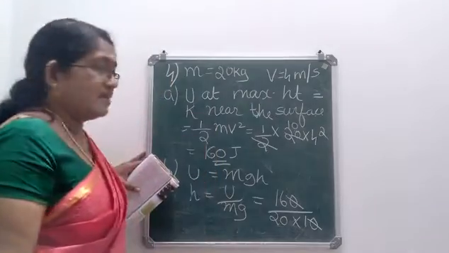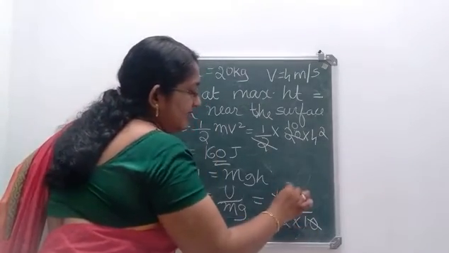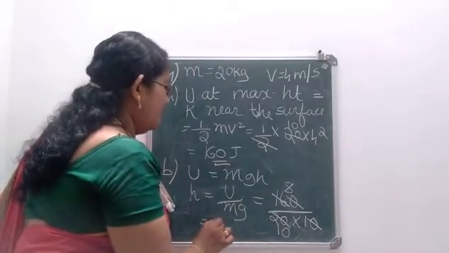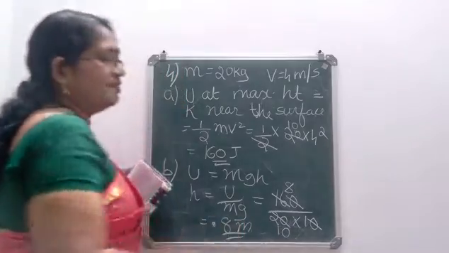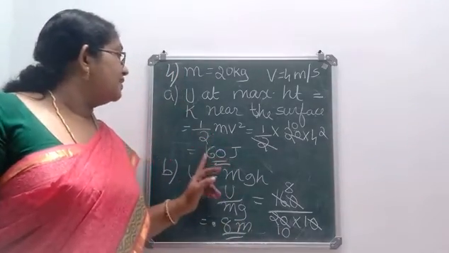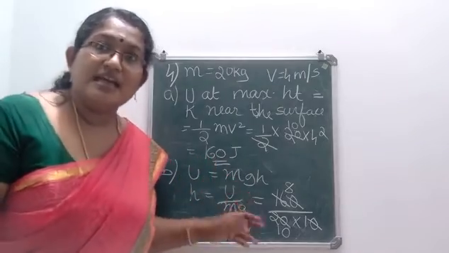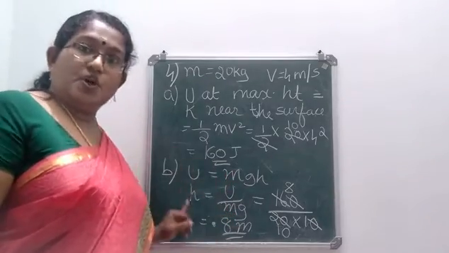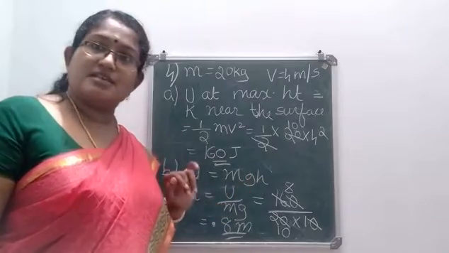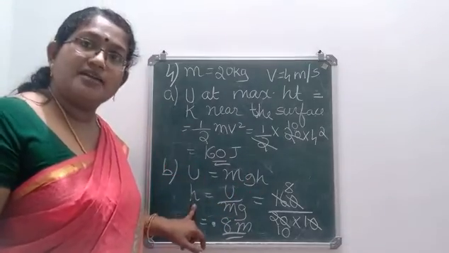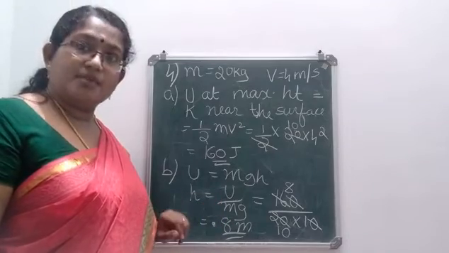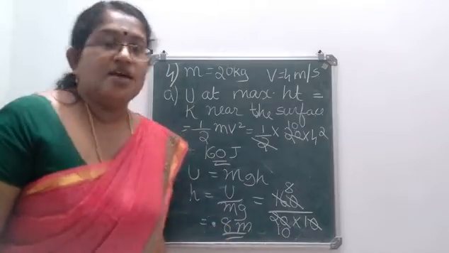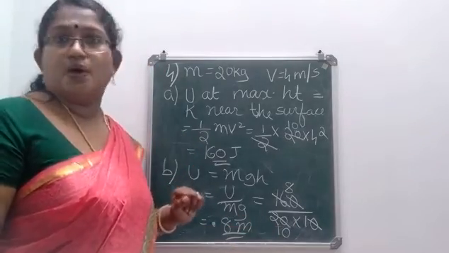0 and 0 gets cancelled. 16 and 10. Here it will be 8. Here it will be 10. So how much is 8 by 10? 0.8. So 0.8 meter will be the height. So we have calculated the potential energy for the first question. After that, using that value, potential energy is mgh. We know the value of potential energy, mass and acceleration due to gravity. So we have calculated h using the equation U by mg. U is 160, m is 20, g is 10. So by cancelling, you are getting the answer as 0.8 meter.